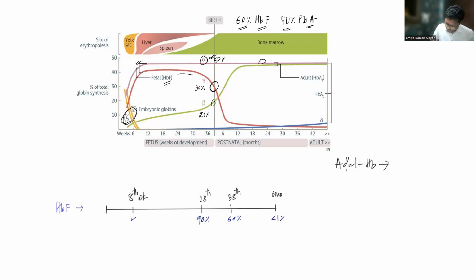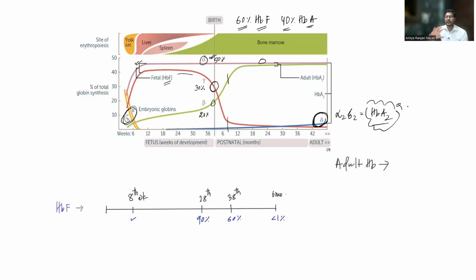At around 6 months of life, there will be no gamma globins. So gamma globins will be reduced to less than 1%. So at around 6 months of life, it is predominantly hemoglobin A or adult hemoglobin. And in adult life, we have very little delta globin chains also. So that will produce alpha 2 delta 2. Alpha 2 delta 2 will produce hemoglobin A2.